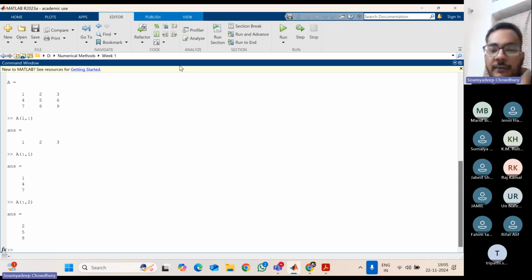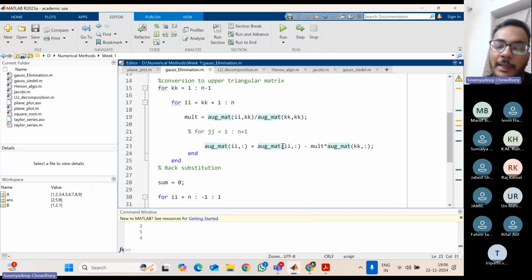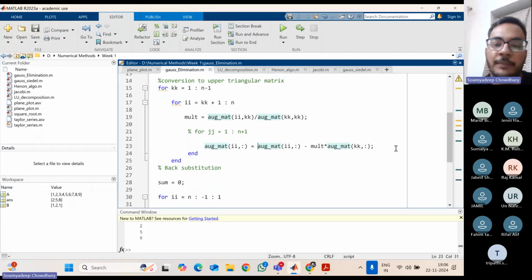Like this here, this line 23, augment of ii comma colon, means at a time I am replacing the entire row. Here ii is the particular row which we are in, say the second row. So the second row will be replaced by augment of ii comma colon, which means the values currently in the second row, minus the multiplier into the pivot row which we are particularly taking, which is augment of kk comma colon. In this way, if you dry run this, just take n equals 3, and then evaluate step by step each step of what we are doing here. Then you can understand it better.